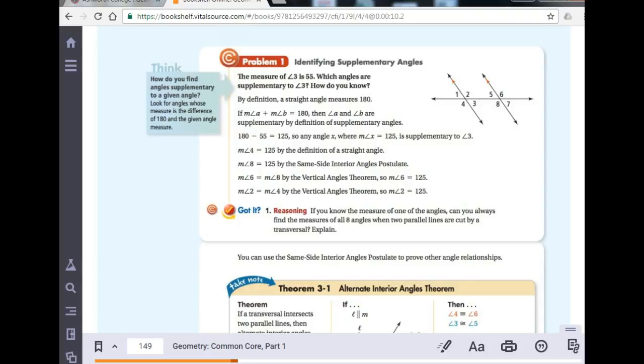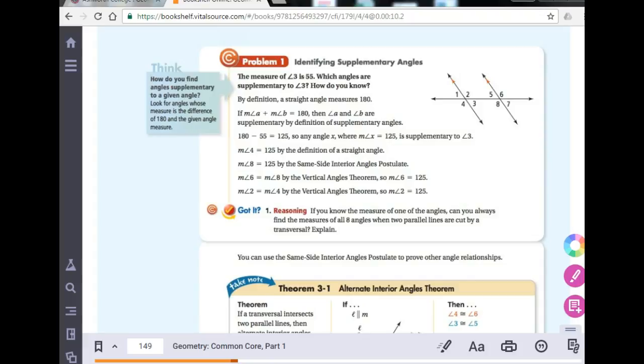Anyway, the question here is that the measure of angle 3 right here is 55 degrees. Which angles are supplementary to angle 3, and how do you know? Again, we're specifically honing in on the word supplementary. Supplementary means that they add up to be 180 degrees.